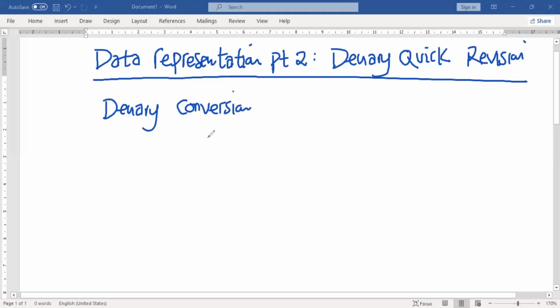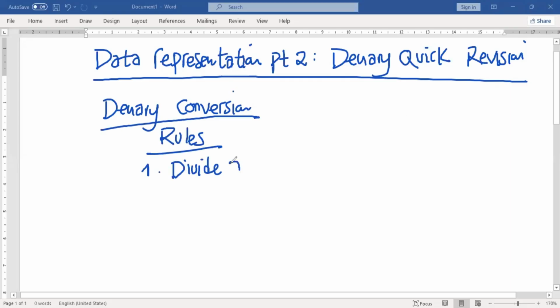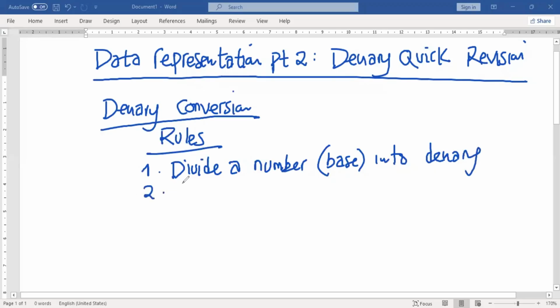Denary conversion. So to convert any number from denary to any base, we use this rule. The first rule is to divide a number that is in denary by the base. Then the second rule is to write down the remainder. Then you divide the quotient.